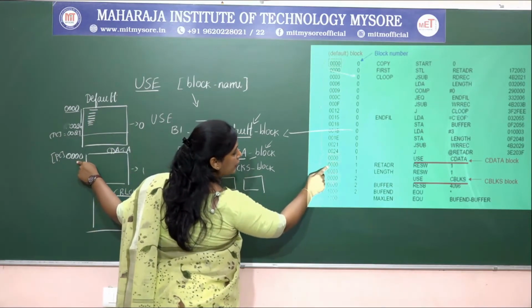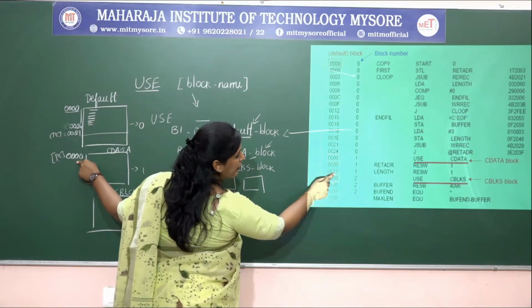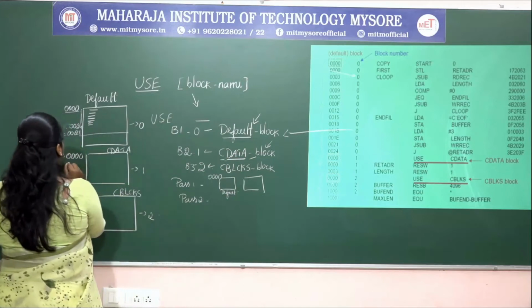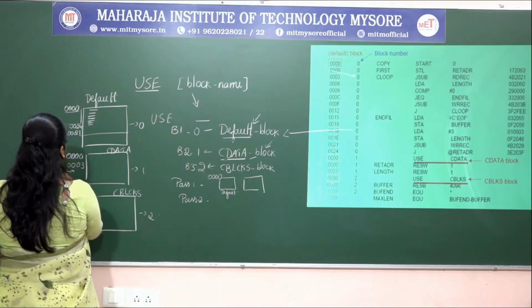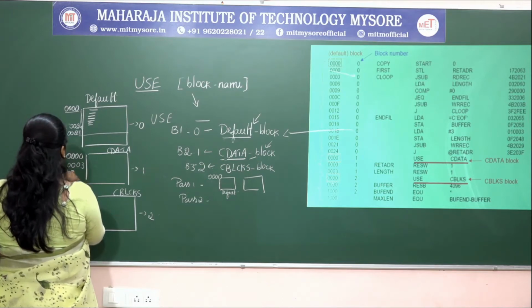It goes from 0 till 0003. So what is the next program counter value? It is 0006 for this one.